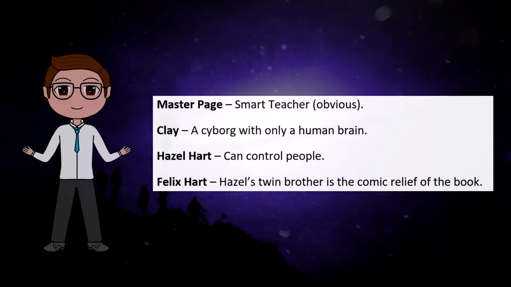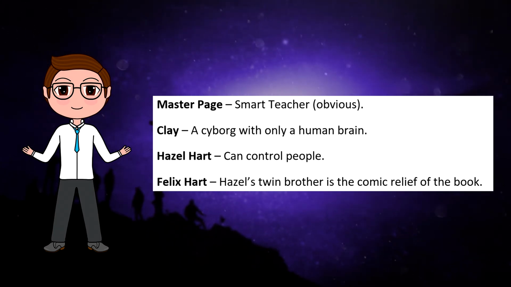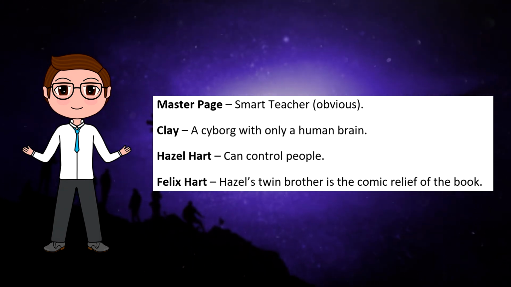So for my examples from my book, I've got Master Page. He's a very, very intelligent teacher, more academic oriented, so I called him Page. Really simple. It just helps correlate what he actually is.